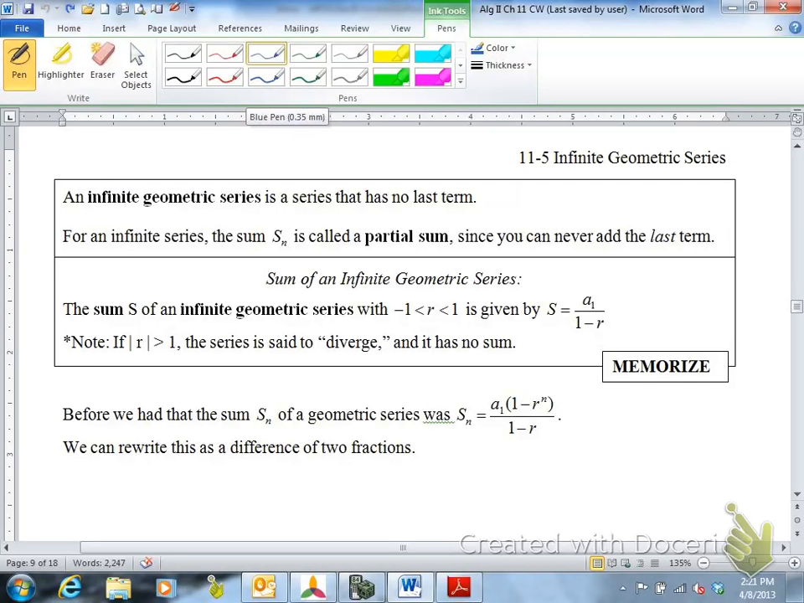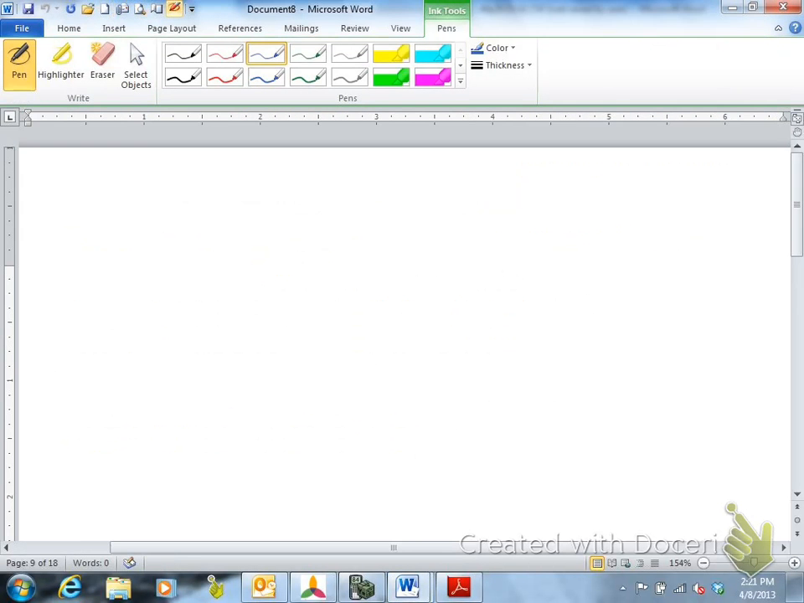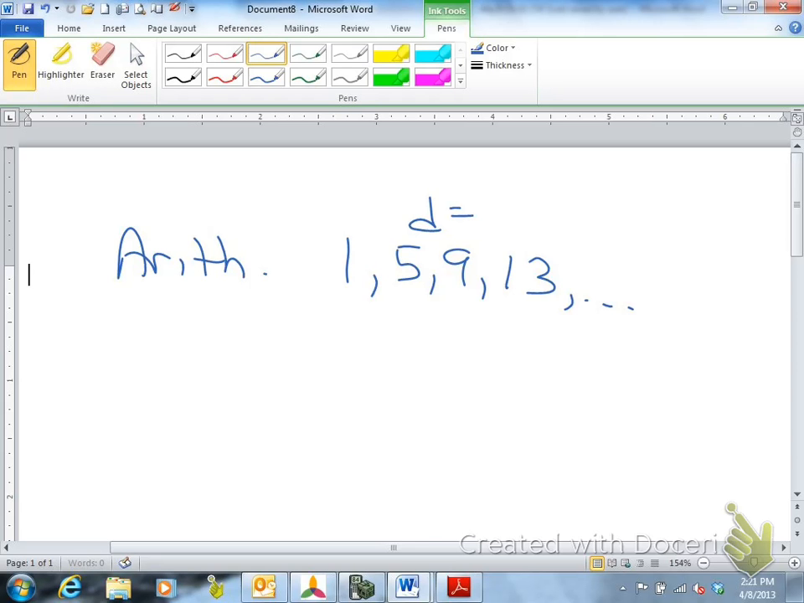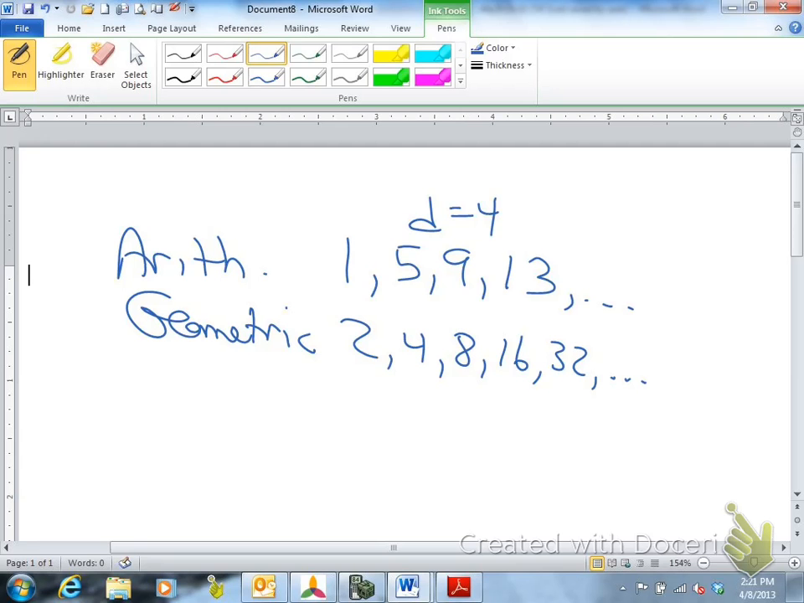The section today is infinite geometric series. Just to remind you, an arithmetic series is one where you're adding a number, like d equals 4. You're adding a number to get to the next term. A geometric sequence, I should say, is one where you're multiplying by the same number. So this is r equals 2.